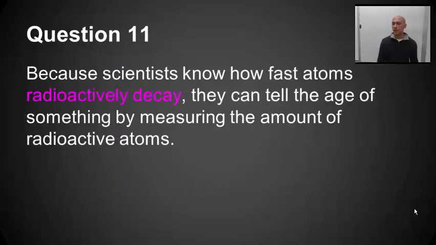This probably sounds like we're comparing ages again, similar to what we were doing in relative dating. But that's not really what's going on. It's because scientists know how fast atoms radioactively decay. They can tell from that the age of something by measuring just the amount of radioactive atoms in that particular sample.